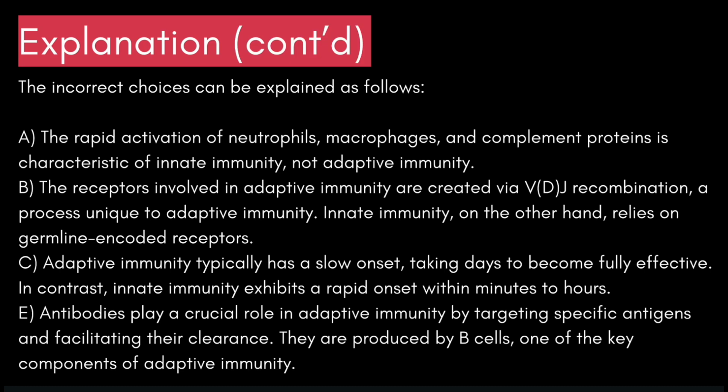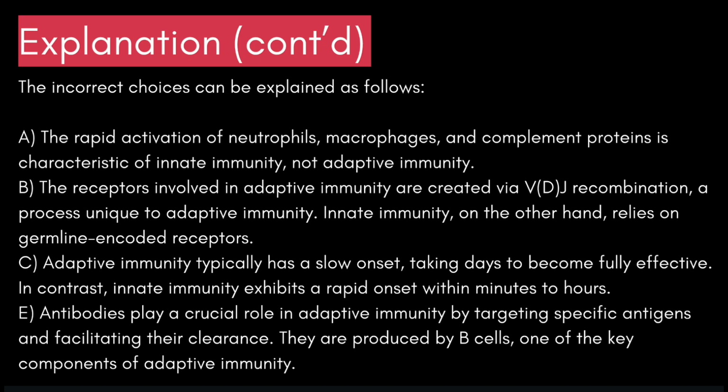The rapid activation of neutrophils, macrophages, and complement proteins is characteristic of innate immunity, not adaptive immunity. The receptors involved in adaptive immunity are created via VDJ recombination, a process unique to adaptive immunity. Innate immunity, on the other hand, relies on germline encoded receptors. Adaptive immunity typically has a slow onset, taking days to become fully effective. In contrast, innate immunity exhibits a rapid onset within minutes to hours.